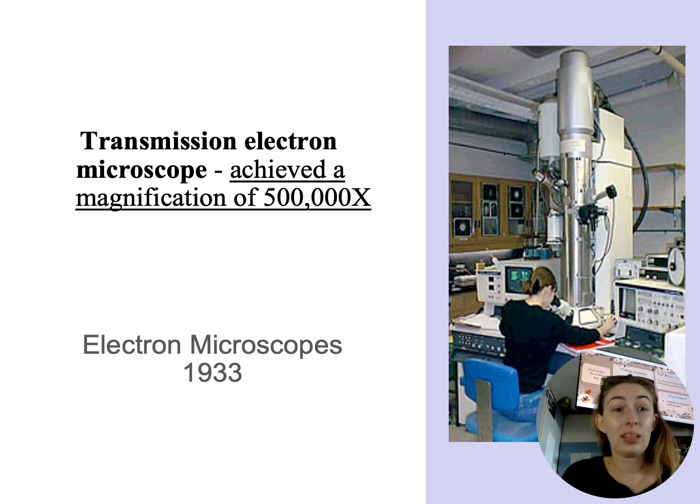Next, in 1933, the electron microscope was discovered. That achieved a magnification of up to 500,000 times. So we're seeing things we never saw before, and beyond the cellular level, we're going into the molecular components of how things are made. But before we go into more details on that, let's look at some pictures of some cells.